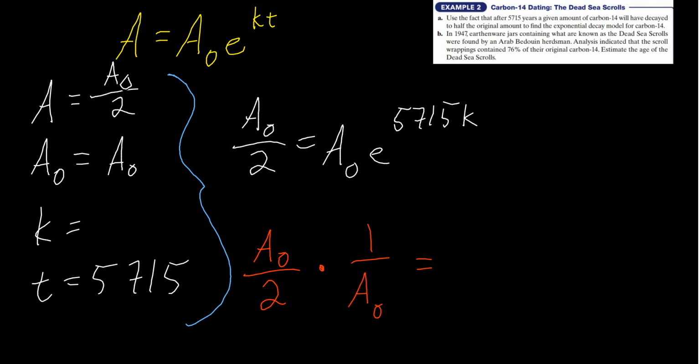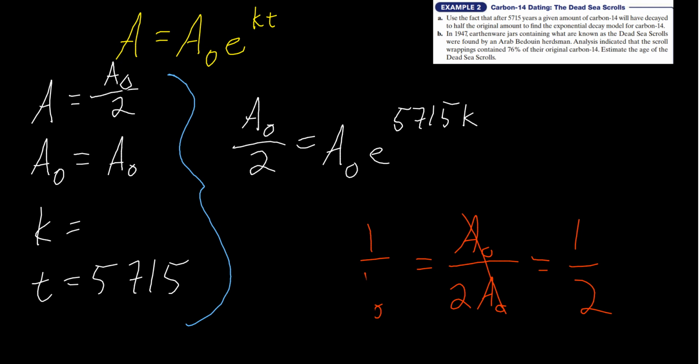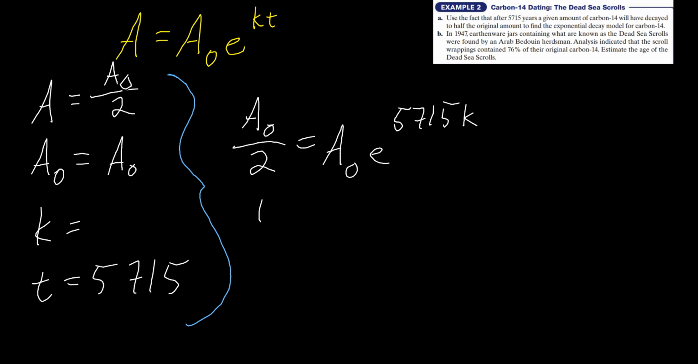And now this becomes A naught over 2 times A naught. The A naughts cancel, and we have 1/2, like I mentioned earlier. So that's why it's not necessarily imperative that we know what A naught is, because we can do something really clever and just cancel it out with the amount. And again, this is how you're going to do every single Dead Sea Scroll problem, I think.